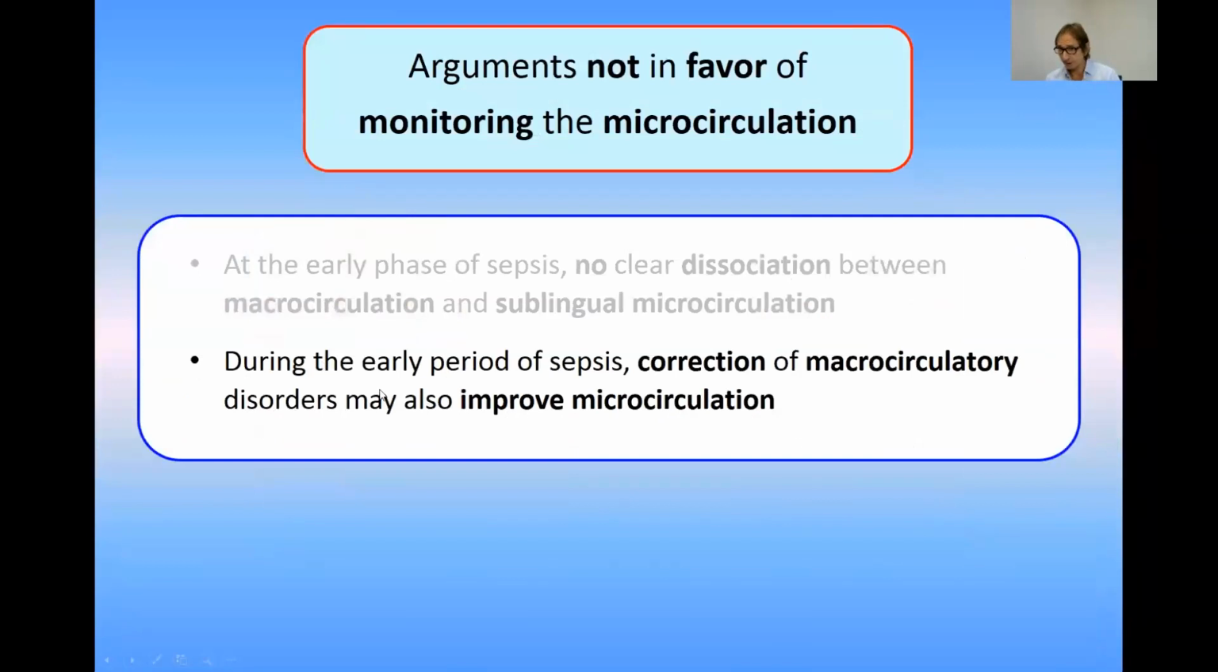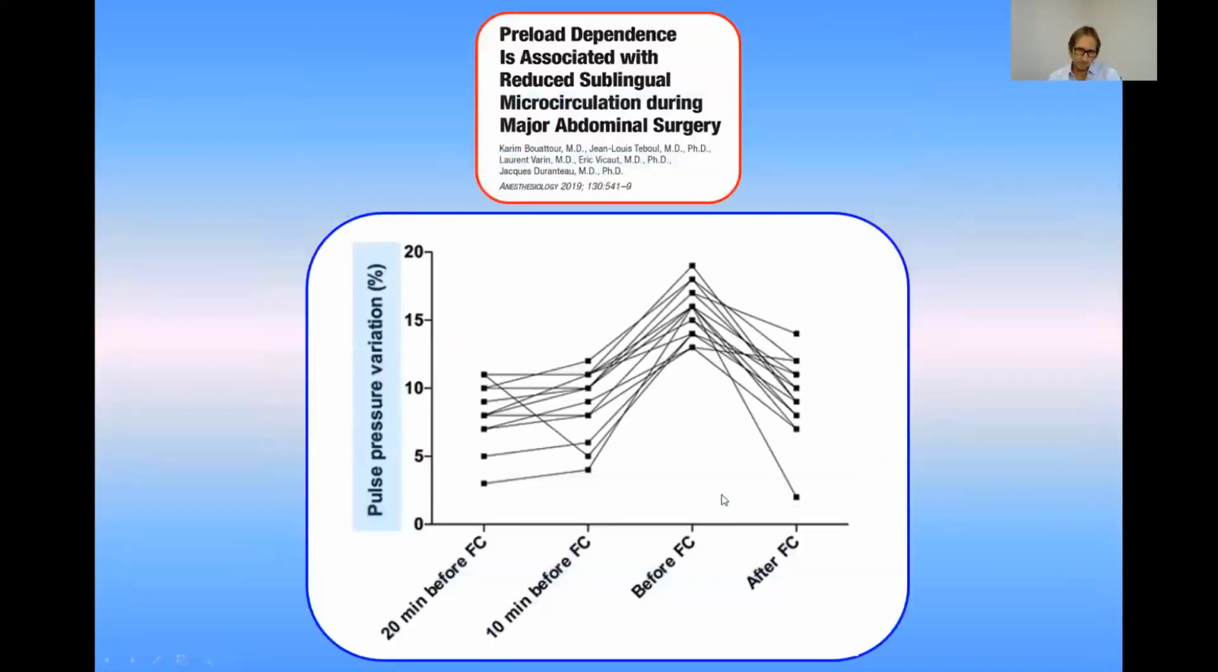Another argument is that during the early period of sepsis, correction of macrocirculatory disorders may also improve microcirculation. It is true in other situations than sepsis. This is a study we did in my hospital with the team of Jacques Duranteau in patients during major abdominal surgery. We tried to detect all the episodes of hemodynamic instability during the operation, and we looked at pulse pressure variation as a marker for hemodynamic instability.